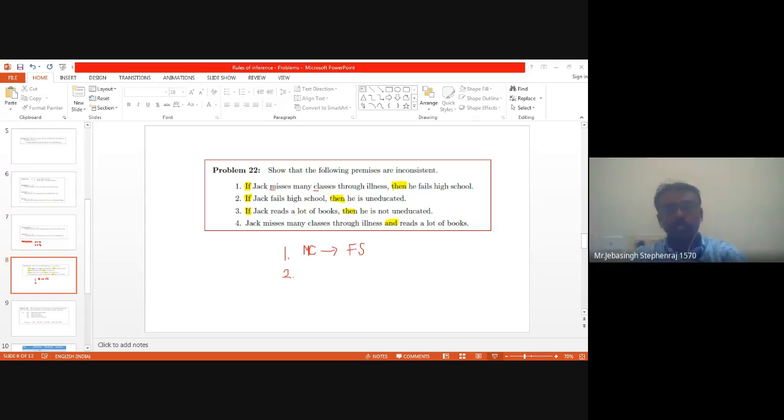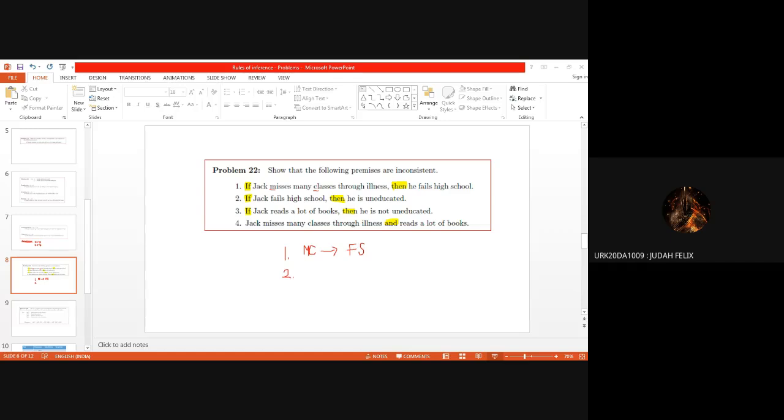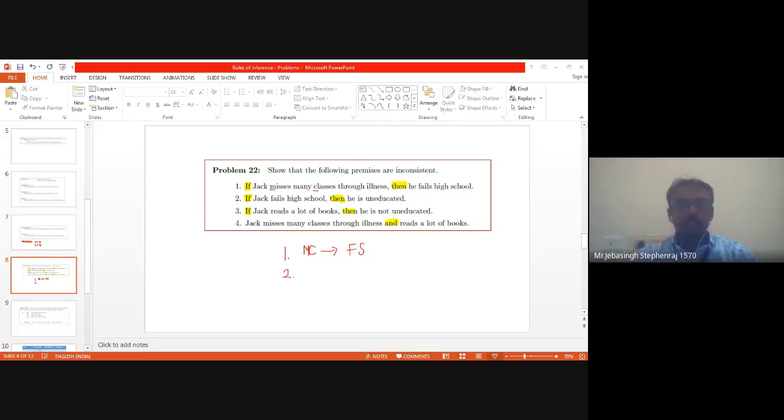Who will tell me the variables for the third statement? What is the keyword in the third statement? Reads books. So we can use the variable RB implies negation of U. Very good. RB means Jack reads books. If Jack reads books, then he is not uneducated. You have to notice the word not. Uneducated we have already named as UE, so not uneducated means negation of UE.